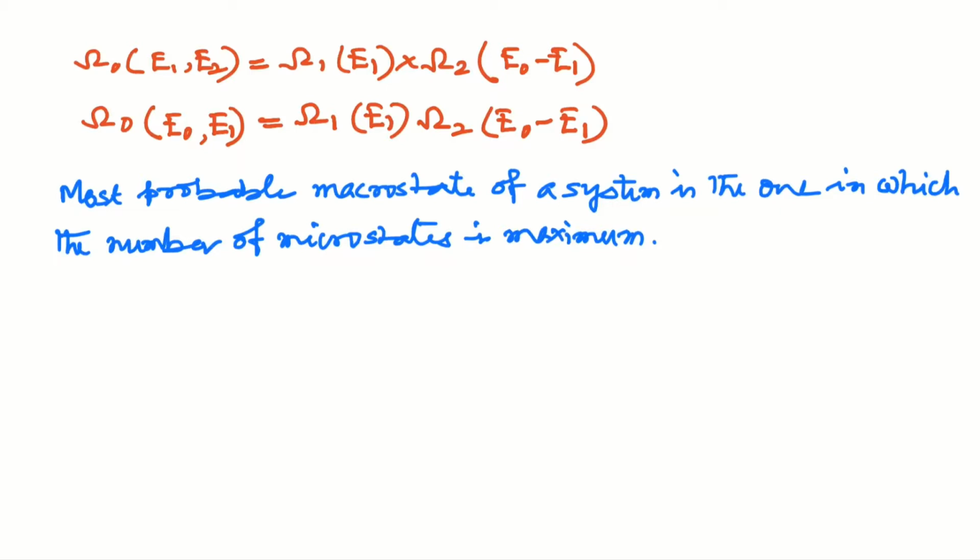Let's say when the composite system reaches equilibrium, E1 bar is the amount of energy associated with the system A1, and E2 bar is the energy associated with system A2. Obviously, E1 bar plus E2 bar will be equal to the total energy E naught, because total energy remains the same, and that is also equal to E1 plus E2 as we have taken earlier.